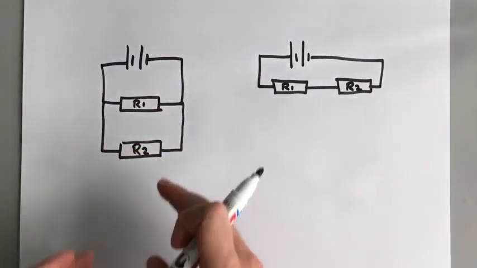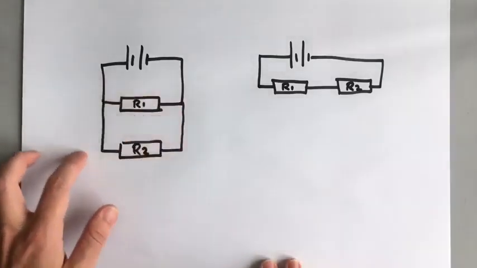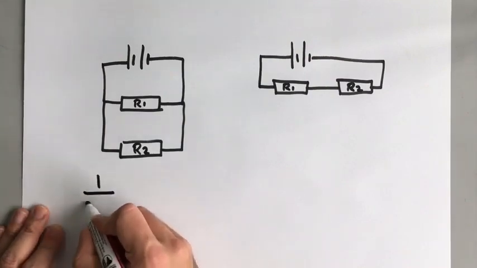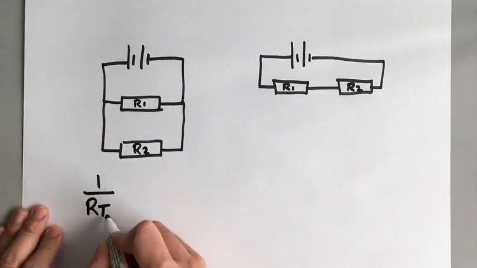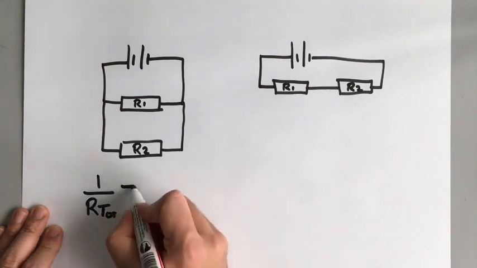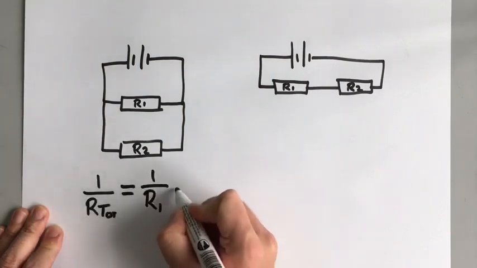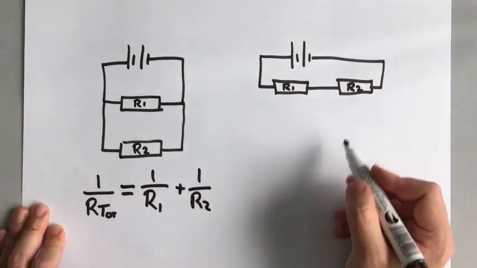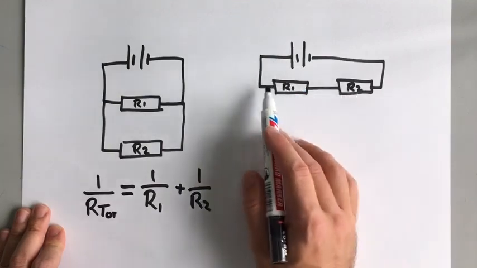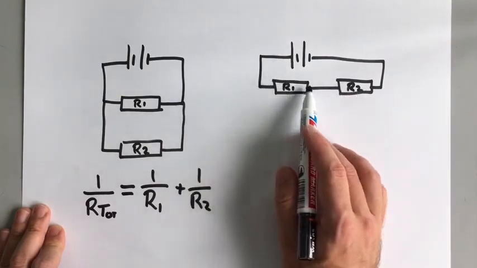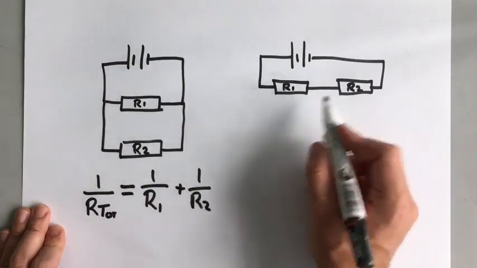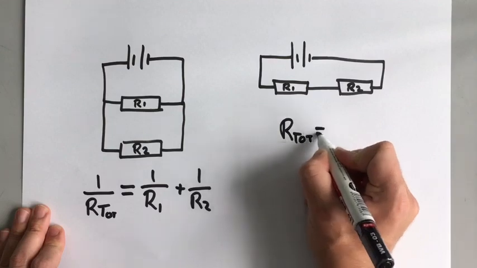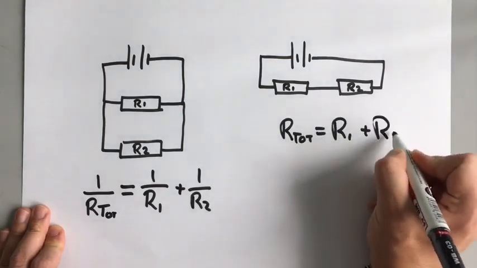In the parallel circuit, we can calculate the total amount of resistance of the circuit. The equation that we use for that is 1 over RT, where RT is the total, equals 1 over R1 plus 1 over R2. Now in a series circuit, it's easier, because these electrons have to go through both of these components, so the total resistance is just these two added together. So R total is R1 plus R2.